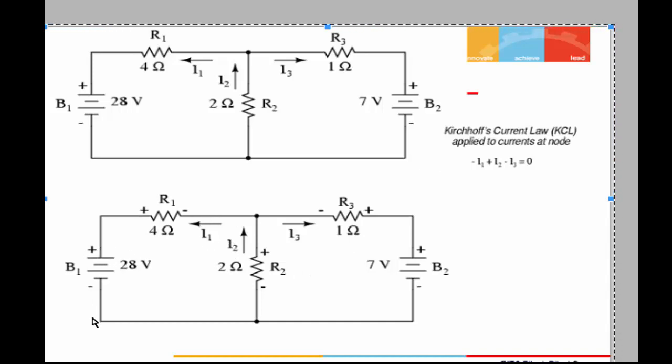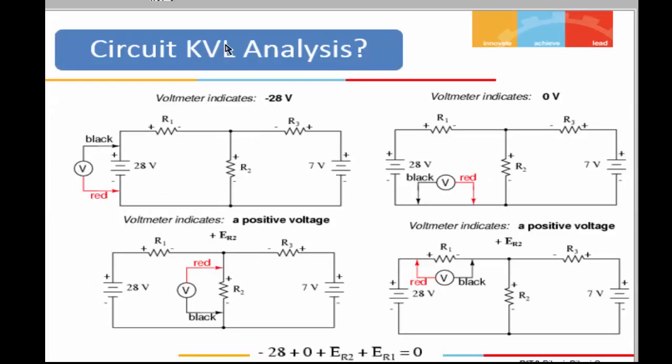Once you've done this, then specify the polarity conventions. For the battery, the plus and minus convention is already there. For this resistor, since the current is entering, it is minus plus, and this one is also minus plus. Here the current is leaving, so this is plus minus. After giving the conventions, you just go on with the analysis.